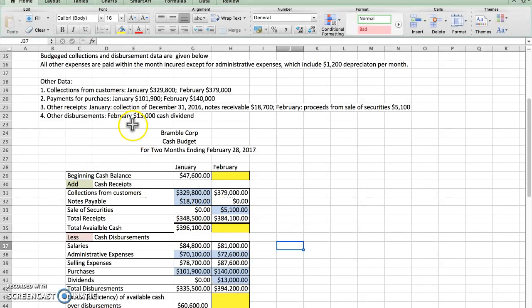And sales of securities, we only sold those in February. So that's the $5,100. So our total receipts, here you go. It's these few in here, the collections and notes receivable and the sales of securities. And we get our totals. Now we're going to have the total cash available, which is your beginning cash balance and your total receipts. We'll have it for January, but not yet for February because we don't have our beginning cash balance yet for February.